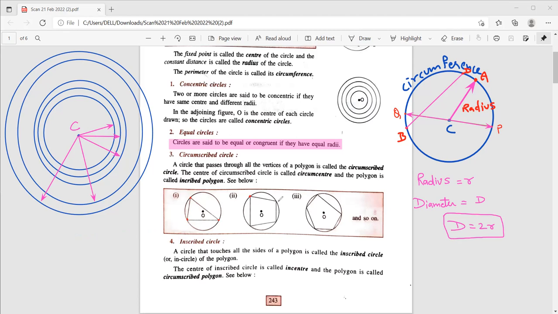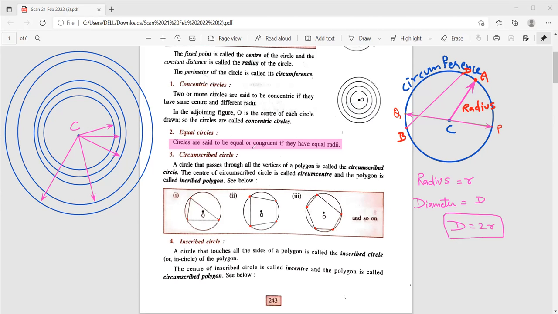Here, all the vertices of the quadrilateral are lying on the circle. You will say that the circle has circumscribed the quadrilateral. Okay. Here the circle has circumscribed a pentagon. You can check there are 5 sides, 1, 2, 3, 4, 5.